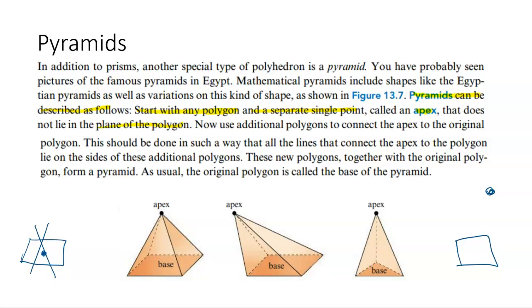Then we use additional polygons to connect the apex to the original polygon. This should be done in such a way that all the lines connecting the apex to the polygon lie on the sides of these additional polygons. In this case, we would connect the apex to each vertex here, and that's how we get our pyramid.